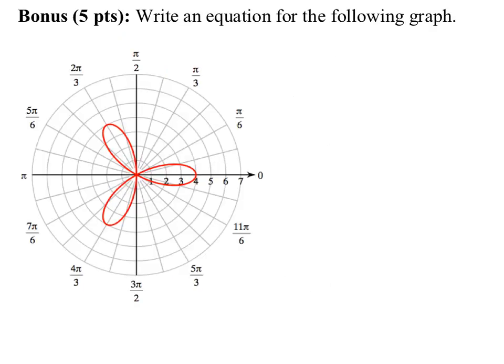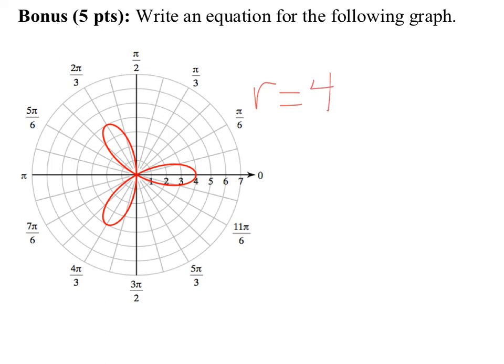All right, so for the bonus question, you're going to be asked to write an equation given the graph. And so this is the graph of a rose. It has 3 petals, and the petals are 4 units long. So the way we write the equation for a rose is r equals, and then we write the number for how long the petals are going to be.